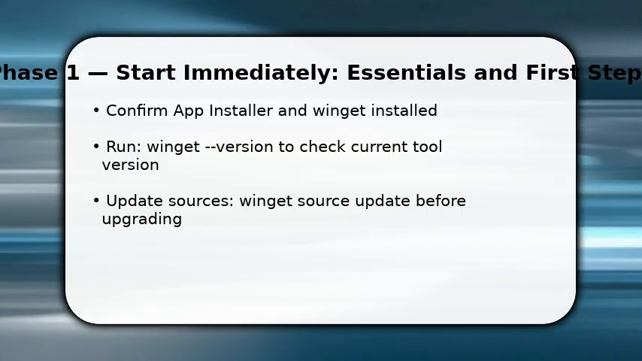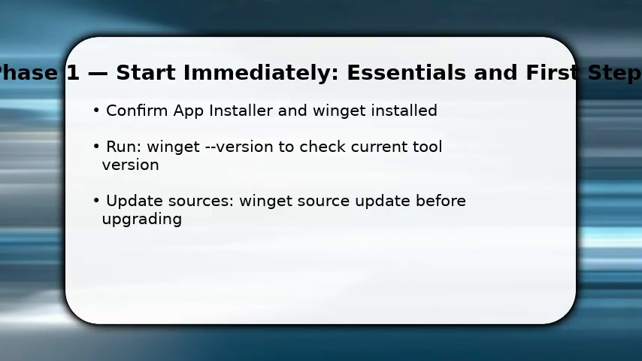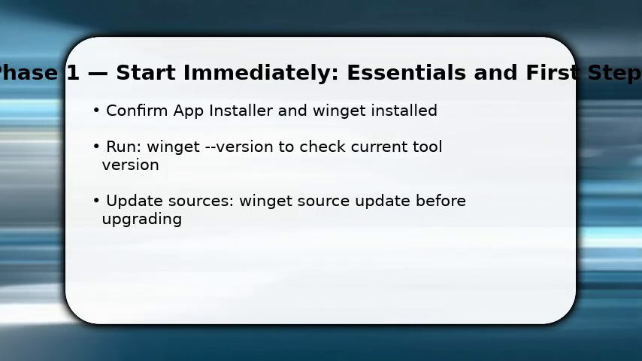You start by confirming prerequisites so upgrades don't fail. Make sure App Installer is present and then run winget --version to verify the client. Once done, update the repository metadata with winget source update so you have the latest catalog.